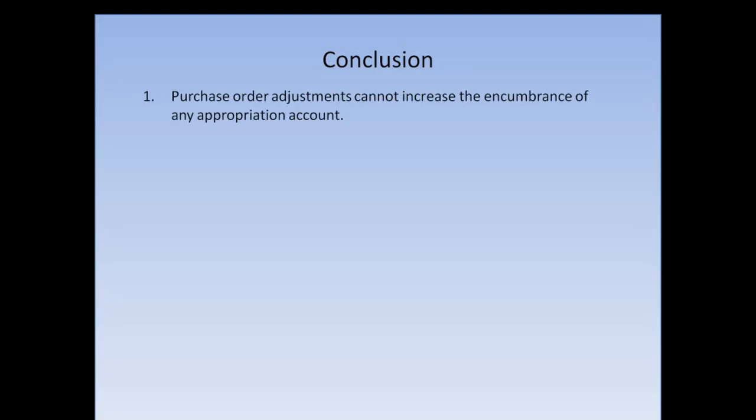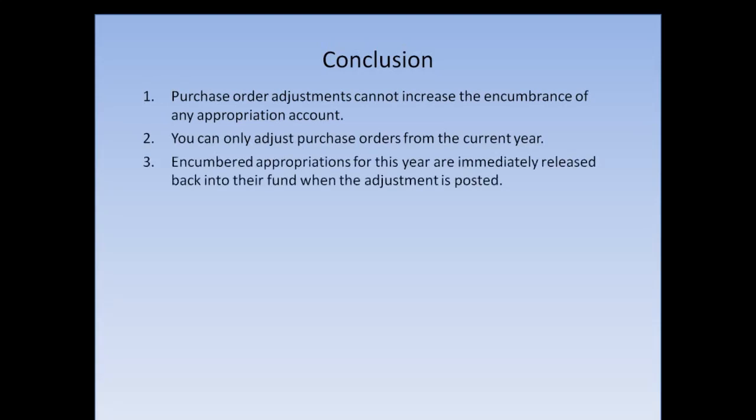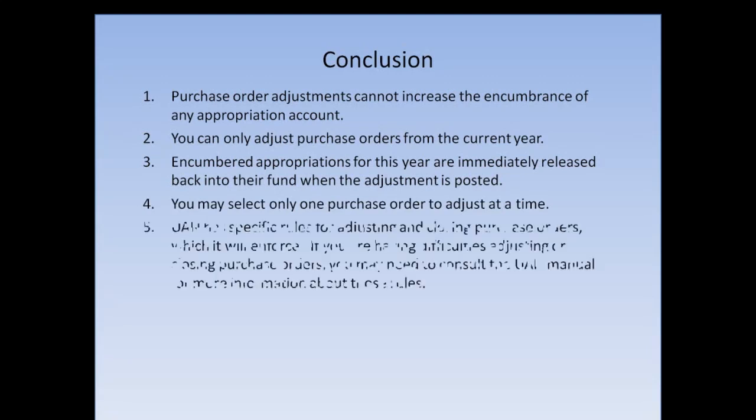The key points you will want to remember for managing purchase orders are: 1. Purchase order adjustments cannot increase the encumbrance of any appropriation account. 2. You can only adjust purchase orders from the current year. 3. Encumbered appropriations for this year are immediately released back into their fund when the adjustment is posted. 4. You may select only one purchase order to adjust at a time. And 5. UAN has specific rules for adjusting and closing purchase orders, which it will enforce.